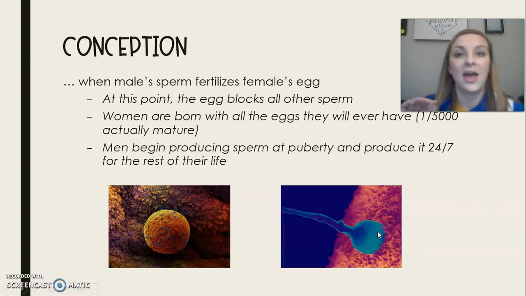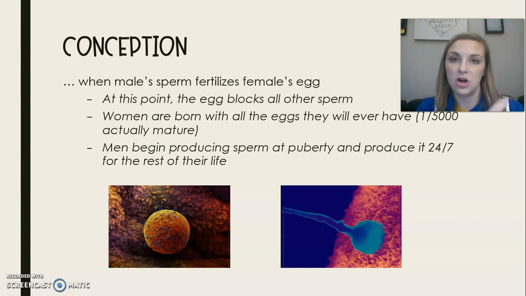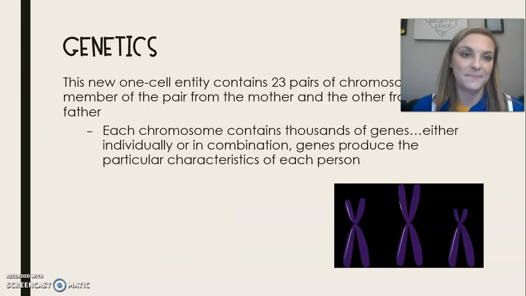picture, the egg actually creates an outer coating of hormones that blocks all the other sperm from entering into the egg. Women are born with all of the eggs that they will ever have, but only about 1 in 5,000 actually mature into full-blown eggs that you will release. Men start producing sperm at puberty and then produce it 24/7 until they die. So they can reproduce until they die after puberty.